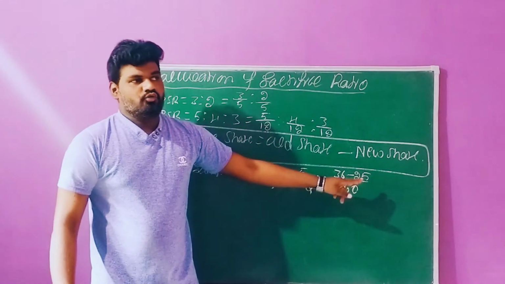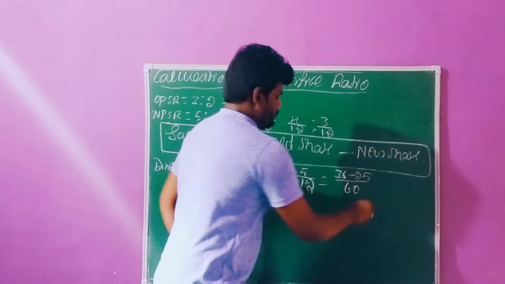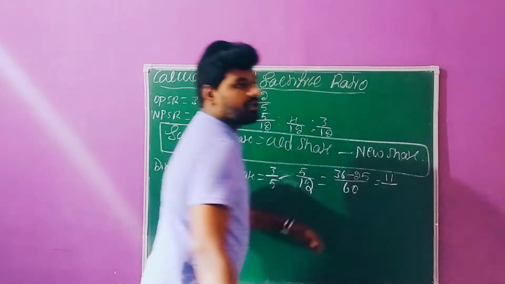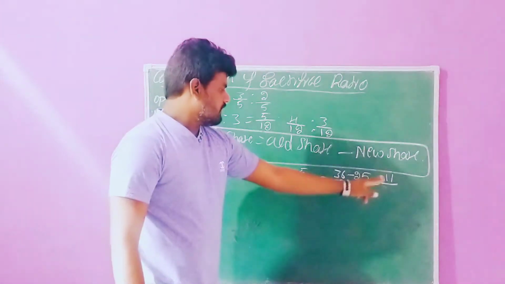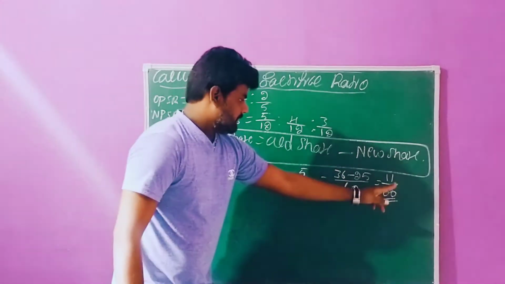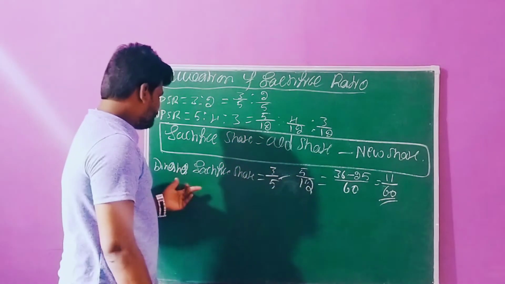36 minus 25, the difference amount is 11. So 36 minus 25, 11 divided by 60. 11 by 60 is the sacrifice share of Dinesh.